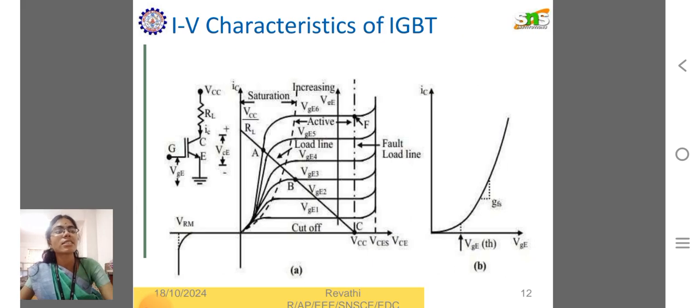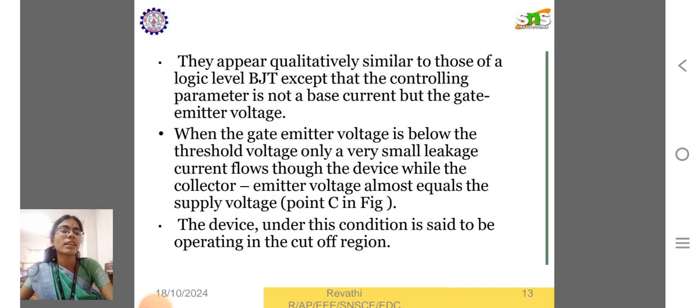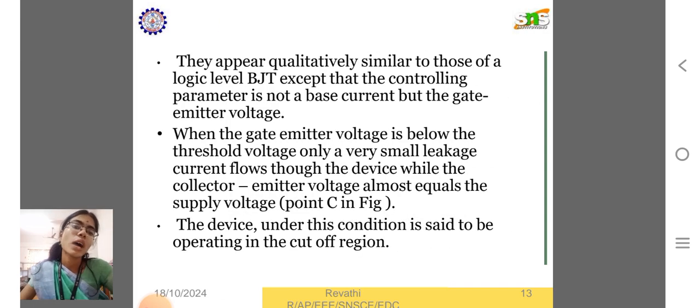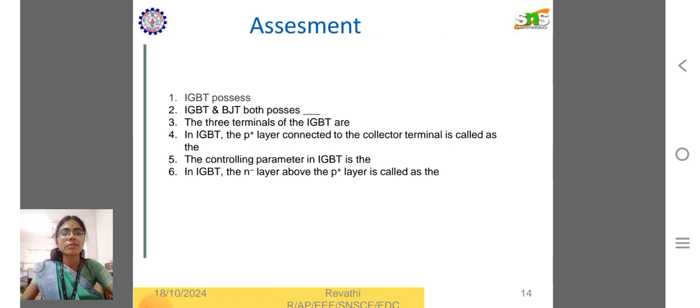The VI characteristics are represented in the graph. They appear qualitatively similar to those of a logic level BJT, except that the controlling parameter is not the base current but the gate emitter voltage. When the gate emitter voltage is below the threshold voltage, only a very small leakage current flows through the device, while the collector emitter voltage is almost equal to the supply voltage. The device under this condition is said to be operating in the cutoff region.